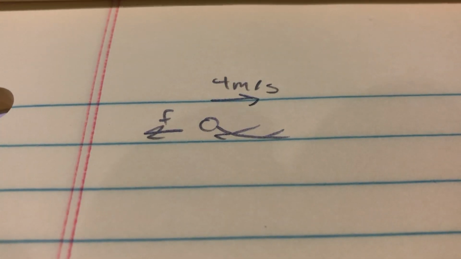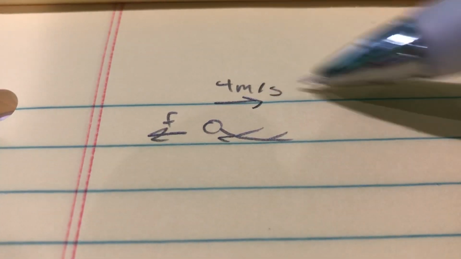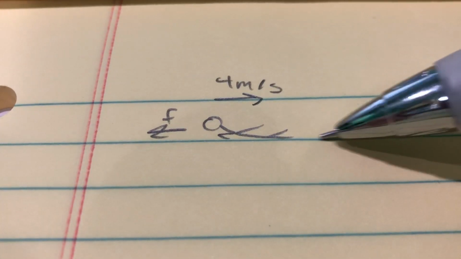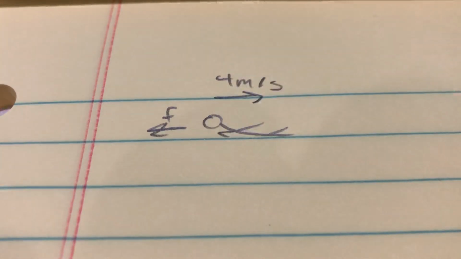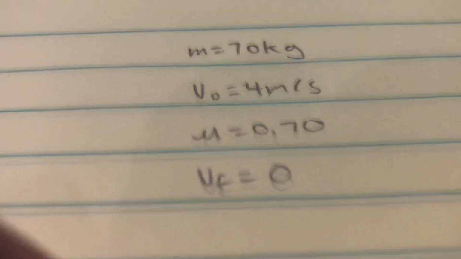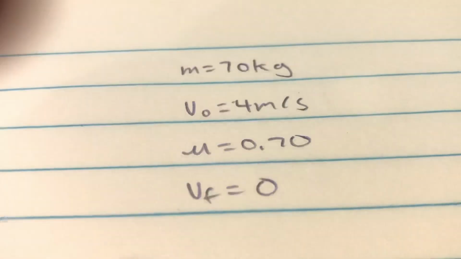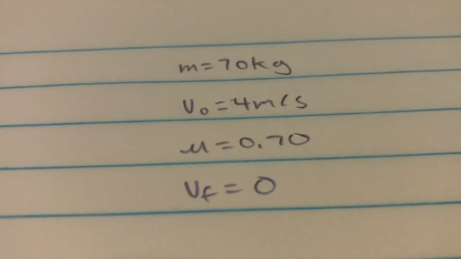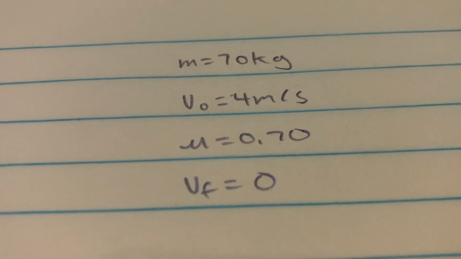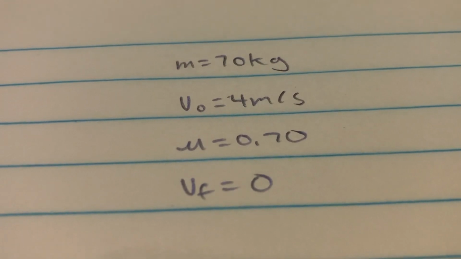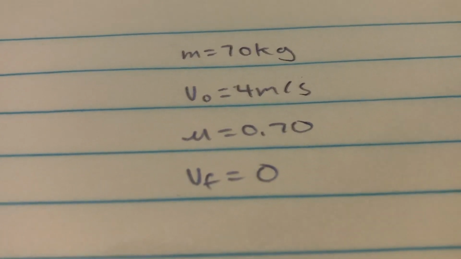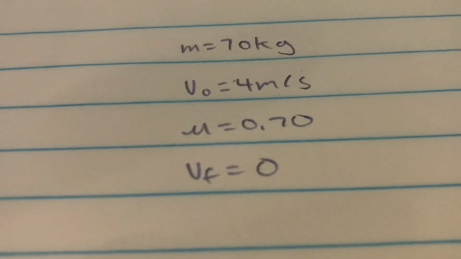So if you see here, he moves this way, but there's no force coming this way, but there is friction. And we're given mass, initial velocity, the mu coefficient, the friction coefficient, and final velocity. So the first thing we want to do is find A, how much energy is lost during this.